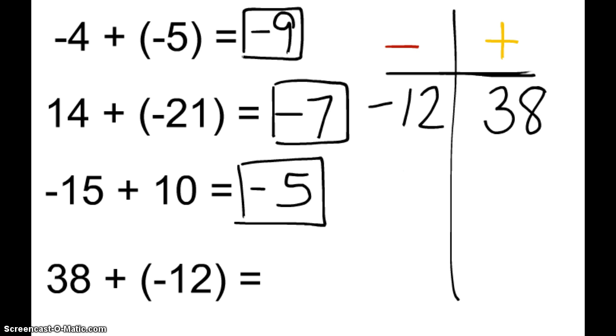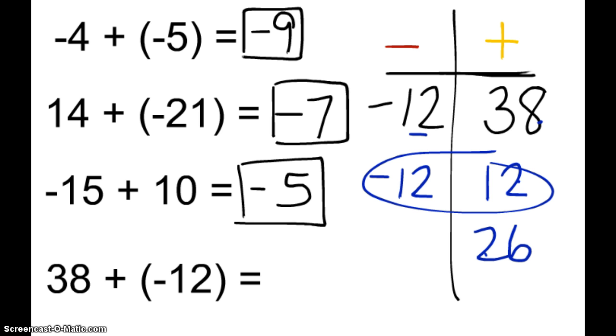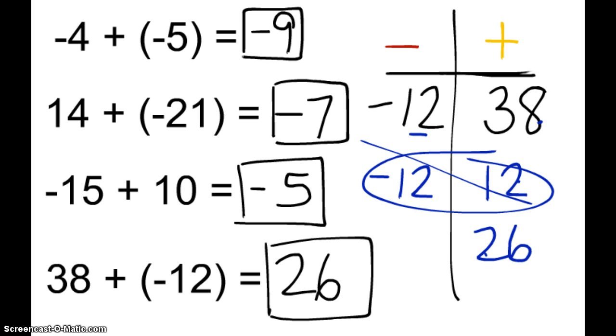All right, now I've got 38 positives over here, and I have 12 negatives. What do I have fewer of? I've got fewer of my negatives. I have less negatives, so I'm going to keep the 12 negatives over here, and I'm going to match it with 12 positives. So I took 12 of those positives from the 38. So really I'm just subtracting out, so I have 26 left over, because here's my 0 pair, so what am I left with? 26 positives. So 38 plus negative 12 is 26.